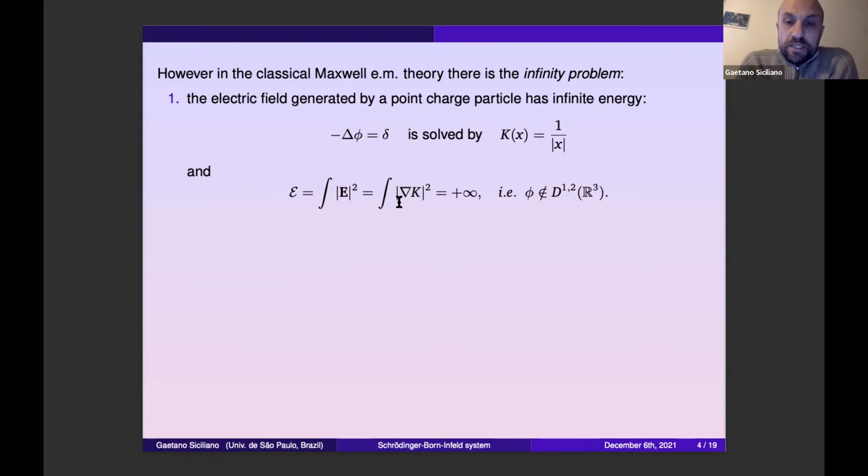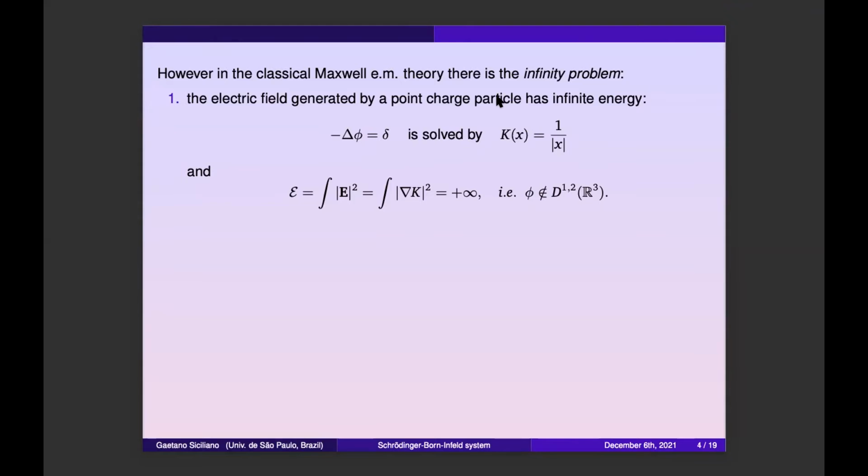But if you compute this, it is plus infinity. The fact is that this phi is not in the space D^{1,2}, the homogeneous Sobolev space. So we have a situation in which a very simple model, a very simple case, has energy equal to plus infinity. This is called the infinity problem in the theory of the Maxwell equation.